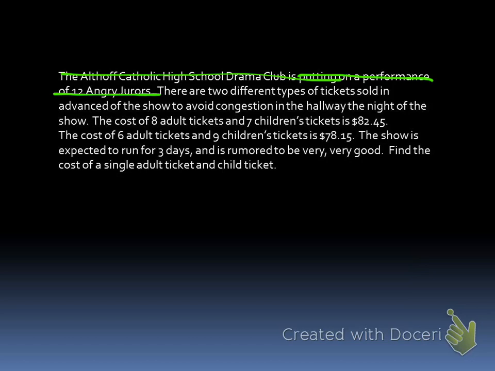All right. There are 2 different types of tickets sold in advance of the show to avoid congestion in the hallway the night of the show. Now, there's a small piece of information in there that's good. There's 2 different types. Okay, that's great. But do we know what kinds of types from that sentence? No. Do we care that they're trying to avoid congestion in the hallway? No. Fluff.